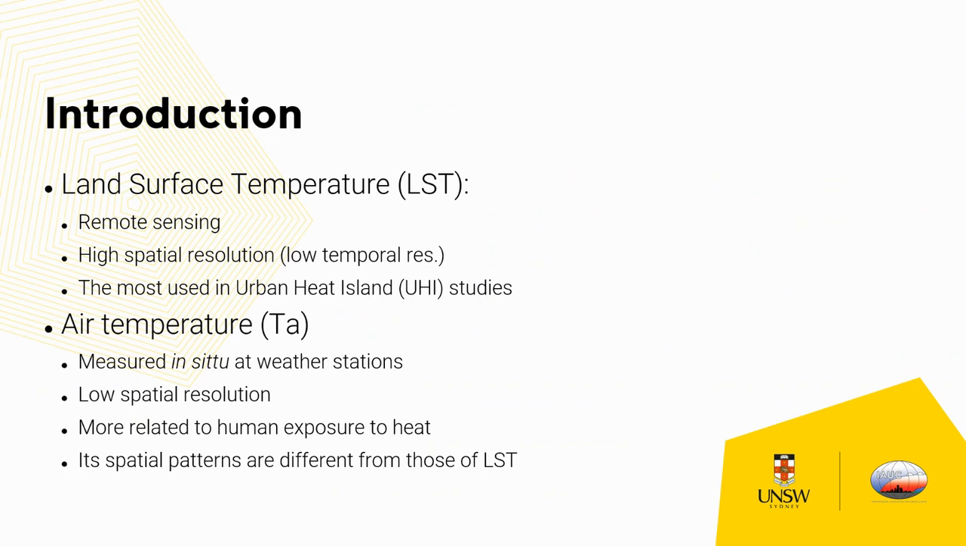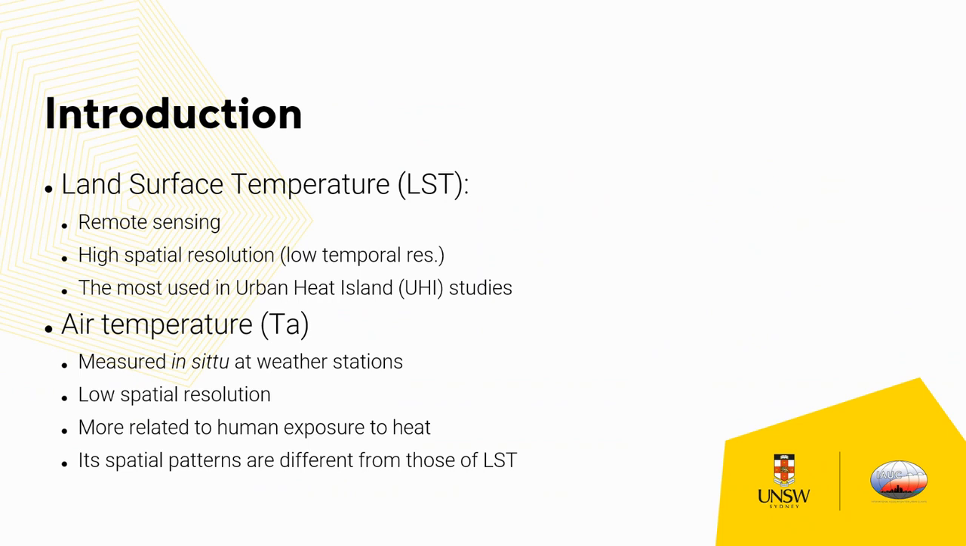The land surface temperature is usually obtained by remote sensing, which has high spatial resolution and low temporal resolution, and it is the most used in urban heat island studies because of the high resolution and the low costs involved. On the other hand, air temperature is measured in situ at weather stations, which have low spatial resolution, and it is more related to human exposure to heat. So it would be important to have high spatial resolution air temperature data.